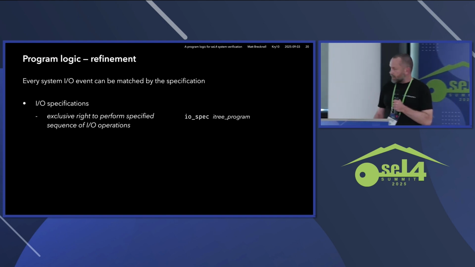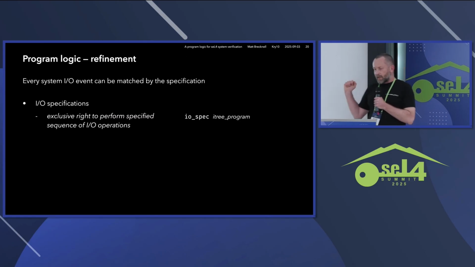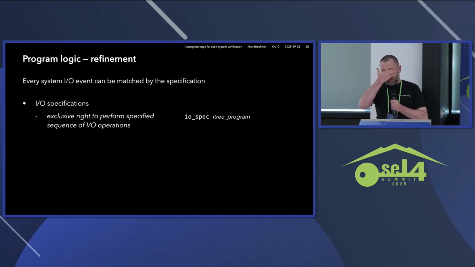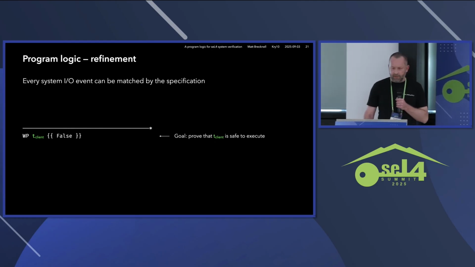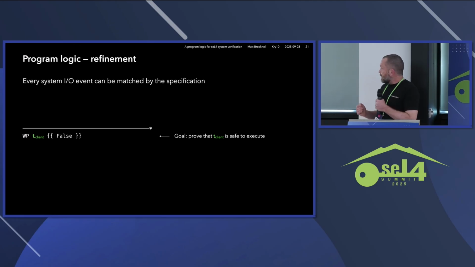To do this, we introduce another kind of resource assertion, an IO spec, that is given by an iTree program. So specifications are also given by interaction trees. And yeah, we can see roughly how this looks. This time we want to prove that the client is safe to execute.